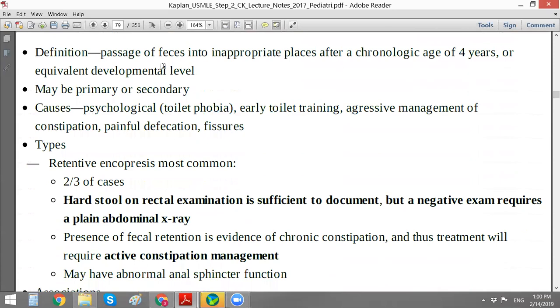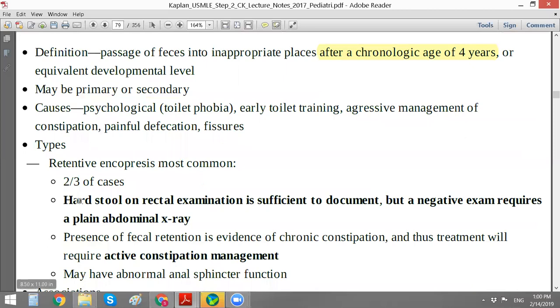Now, encopresis: the passage of feces into inappropriate places after a chronologic age of 4 years. Okay. After 4 years, if there is fecal incontinence, then this is encopresis. May be primary or secondary. Causes are psychological: toilet phobia, early toilet training, aggressive management of constipation, painful defecation, fissures. Anything can cause encopresis.